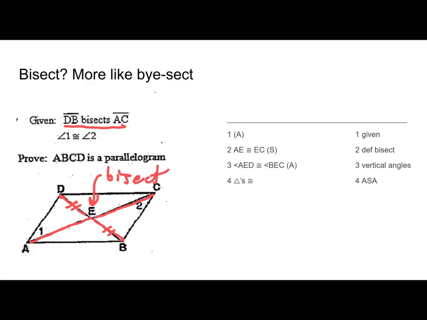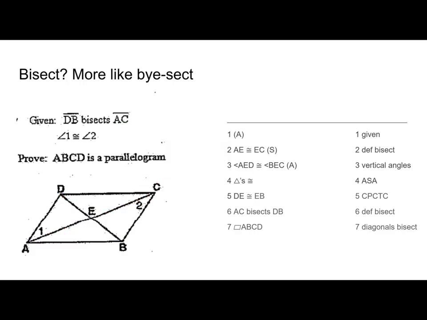So, let me click through this here. DE and EB, like I said. AC bisects DB because they're congruent. And then you know that it can be a parallelogram because the diagonals bisect each other. So there's that proof. Should be pretty straightforward. Let me know if you have questions about that.